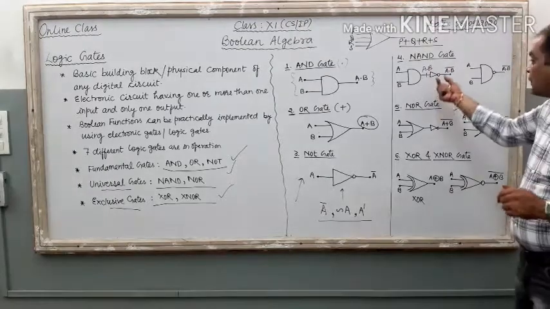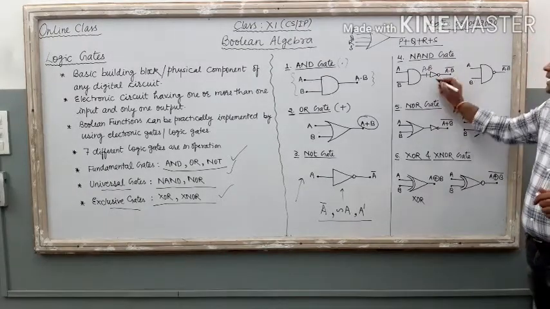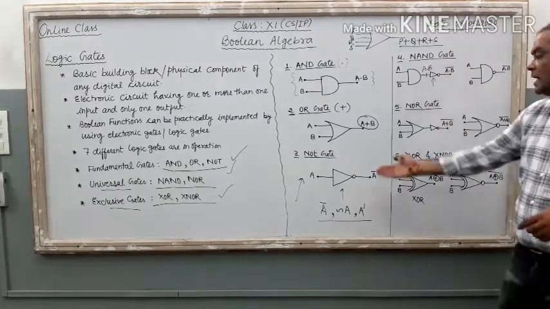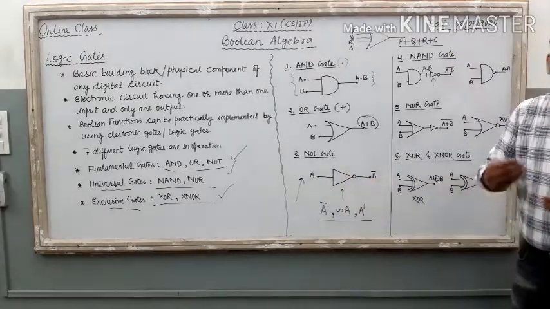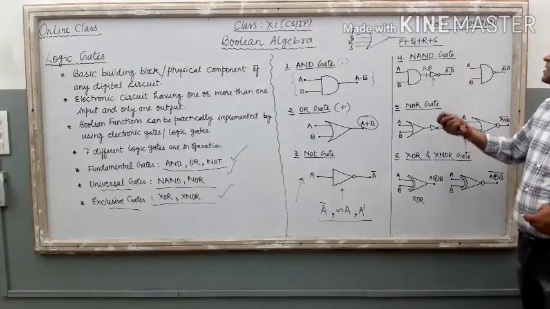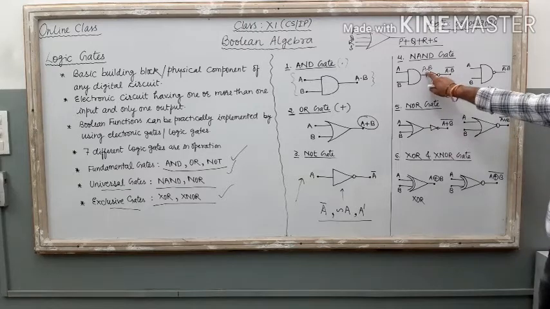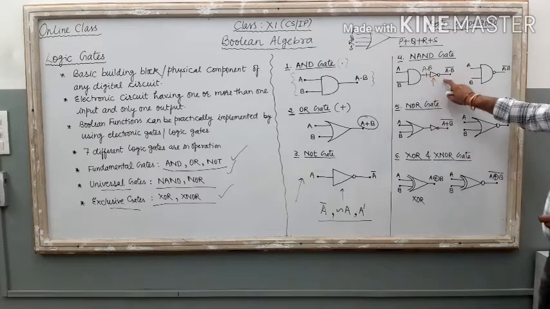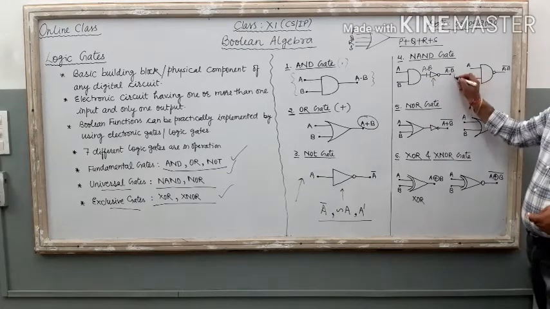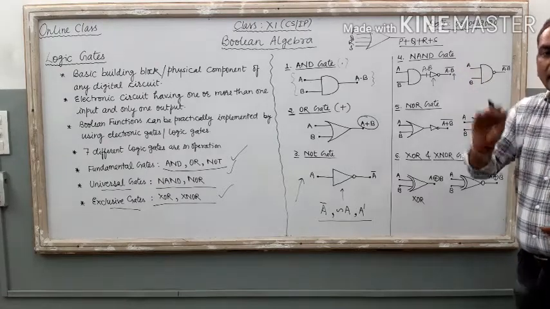And then afterwards, if you supply the result into this NOT gate, what will happen? What does NOT do? NOT just reverses the input. So reverse means bar. Put a bar on this A dot B. Supply this A dot B in the NOT gate, and here the result is A dot B whole bar.